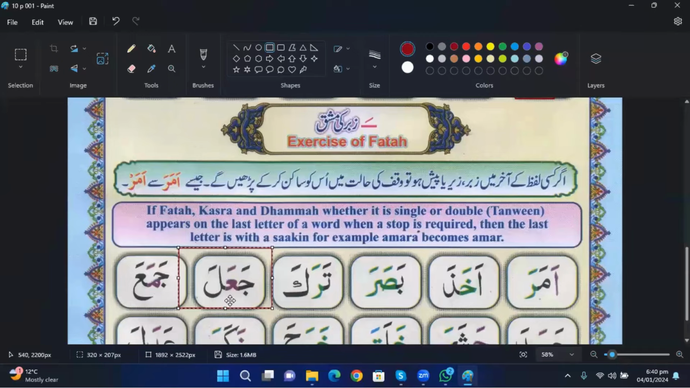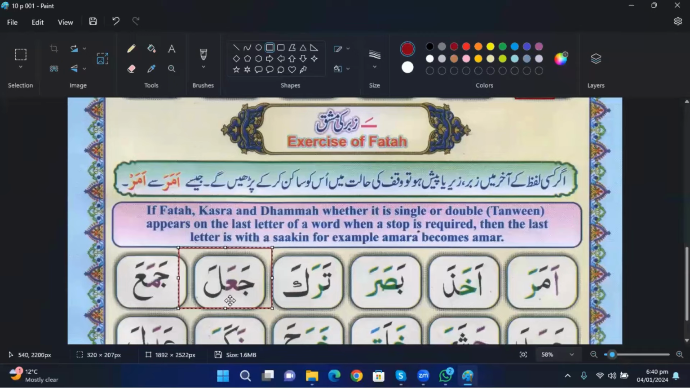Kha double fatha khan, kha double kasra khin, kha double dhamma khun. You should again read with nasal sound because kha double dhamma is showing in red color, because after dhamma the next letter is dal, and dal is from the group of ikhfa letters. So ikhfa ma'al ghunna will be here. Dal double fatha dan, dal double kasra din, dal double dhamma dun.